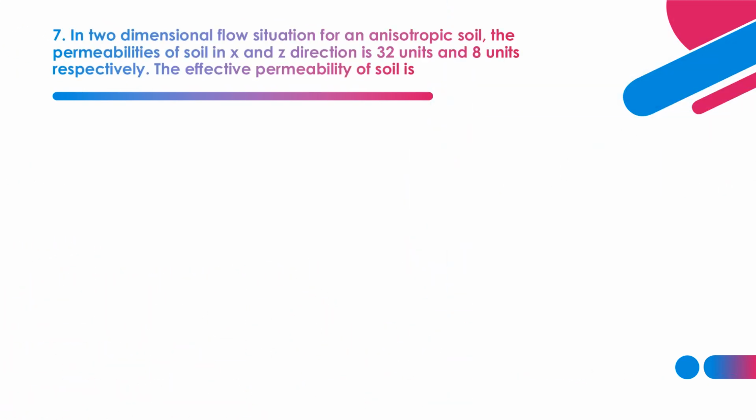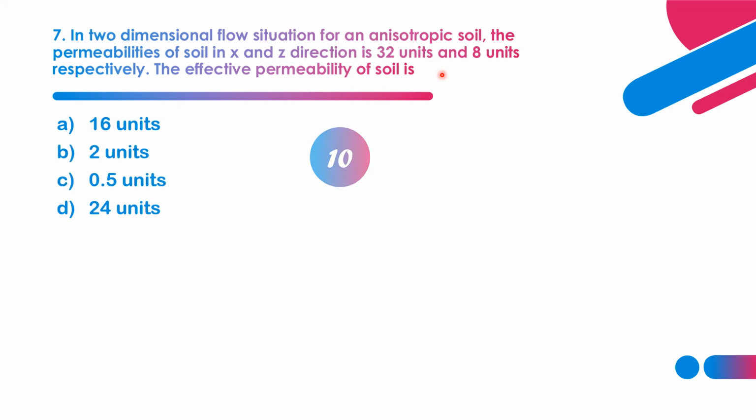In a two-dimensional flow situation for an anisotropic soil, anisotropic means properties varying in different directions. The permeabilities of the soil in x and z direction are given as 32 units and 8 units respectively. So we have to calculate the effective permeability. Since the soil is anisotropic, there will be differences in permeabilities in different directions. They have given the x and z direction permeability values. We have to calculate the effective permeability of the soil.